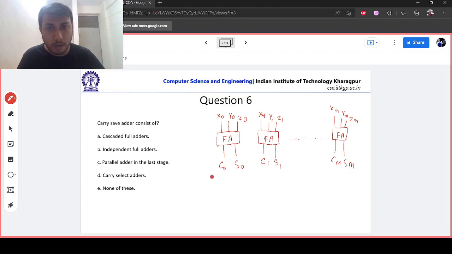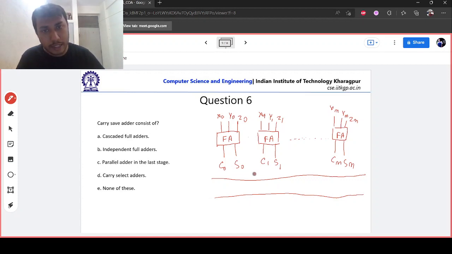Now what happens in the next stage? In the next stage, all these carries and sums are taken as input, and we use a parallel adder for adding all these carries and sums.